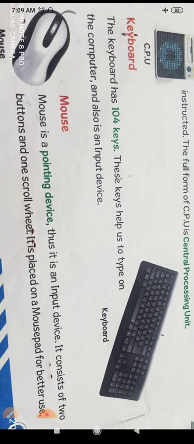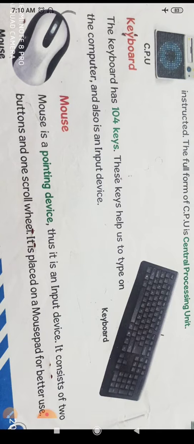Next and the last is your mouse. Sometimes a mouse, a rat, lives in someone's house, you know. So what does it do? It runs from here and there, correct? In the same way, here the mouse is a pointing device. Thus it is an input device.